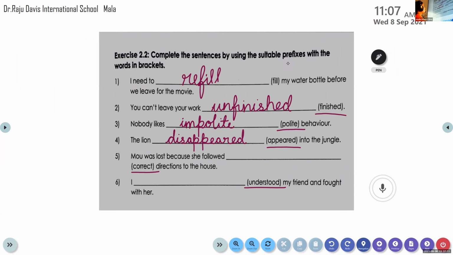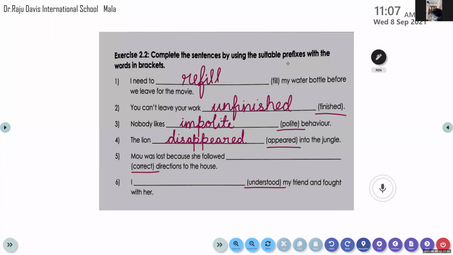Number five. Mo was lost because she fell dash destruction to the house. Incorrect. Uncorrect. Is it un or in? In. Incorrect. Yes. It's not uncorrect. It's incorrect.